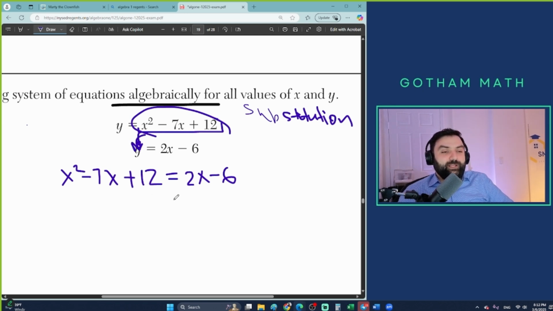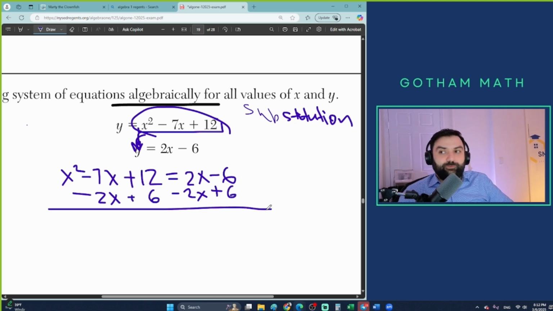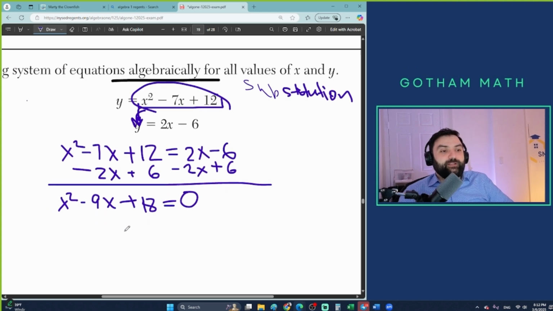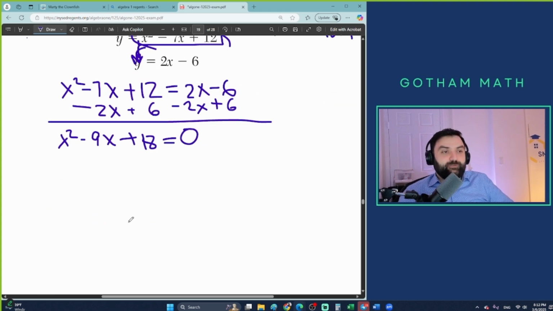Now we have to make sure it equals 0, because that's how we solve quadratics. How? By getting rid of the 2x, and right away by getting rid of that negative 6 by adding it to both sides. Now what we have is x squared minus 9x plus 18 equals 0. All right. Now we have a quadratic. Now we can solve that quadratic.